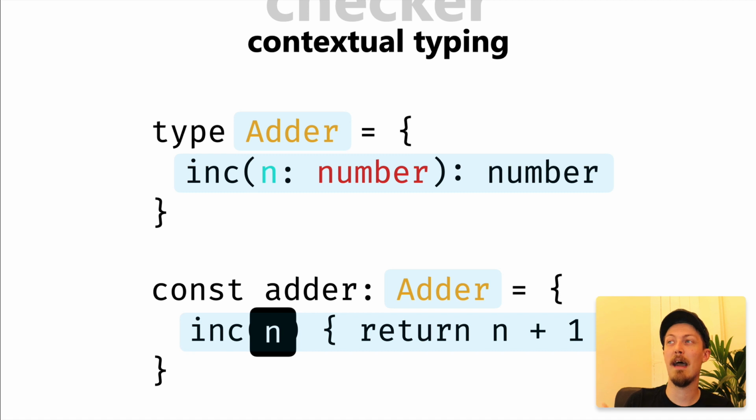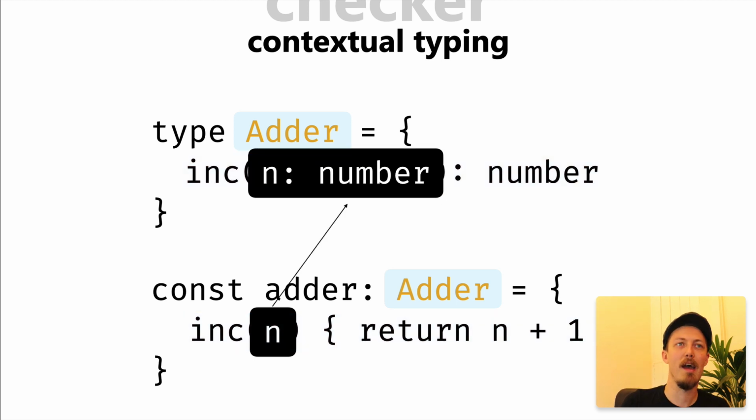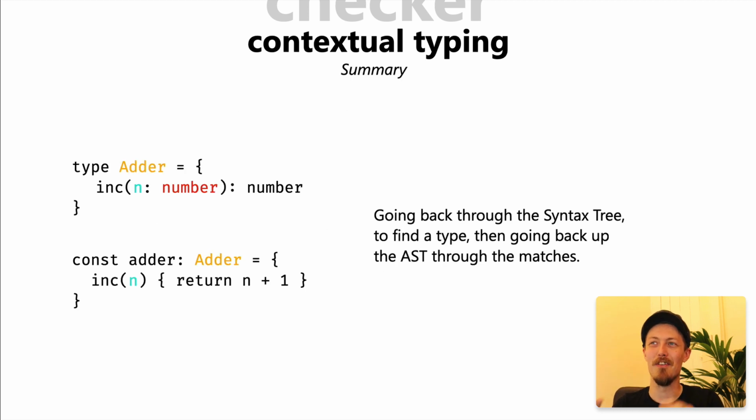Then we can see that adder contains a function called increment in its type, and so does my runtime version of it, which must mean that the corresponding n has a corresponding type because they're in the same position inside that function. And so you can think about it as going back up the syntax tree to find that type that corresponds after going back down again. And it works in an interesting way.